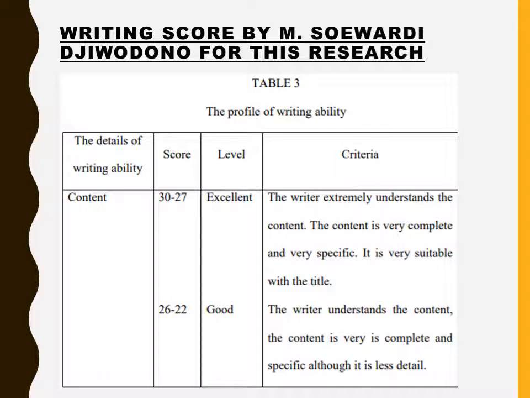So this is the assessment rubric in Indonesia, which is done by the researcher. And there are four columns: the details of writing ability, content, and so on, score, level, and criteria.